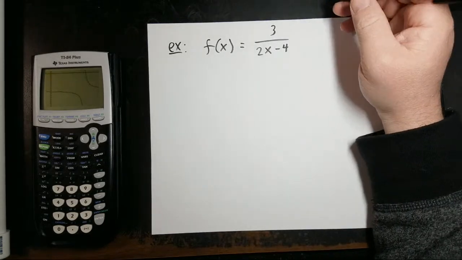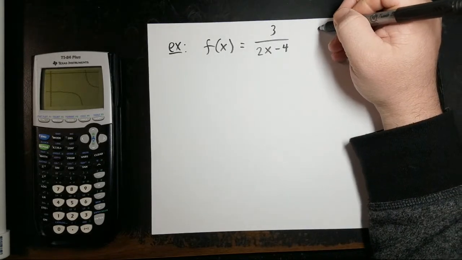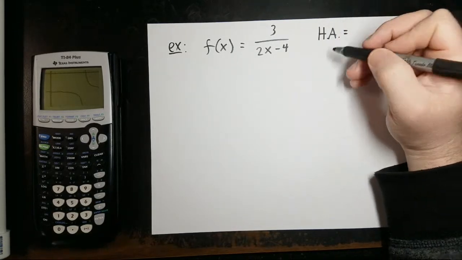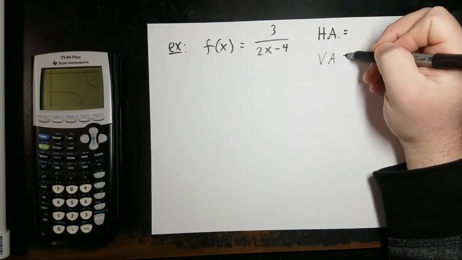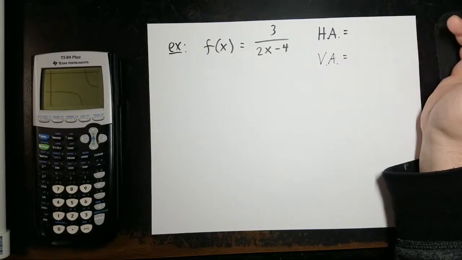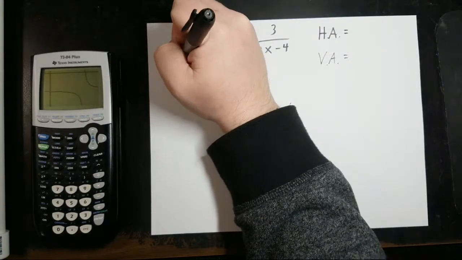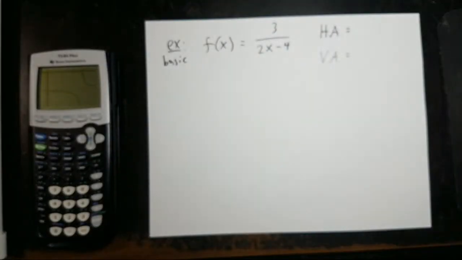Anyway, but what we need to do, and I'm going to give you an opportunity to think about, you need to identify a horizontal asymptote, you need to identify a vertical asymptote, and then we need to create a table of values. I'm going to tell you that this is, again, a basic example.